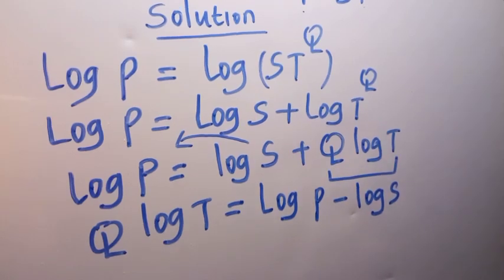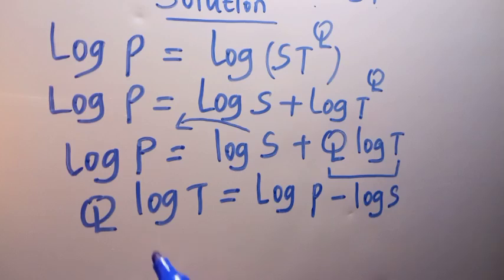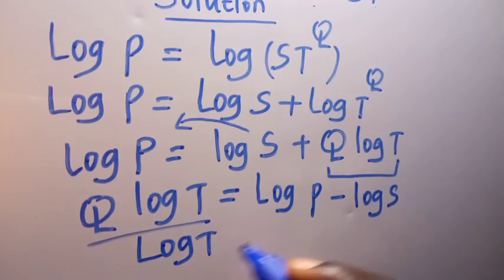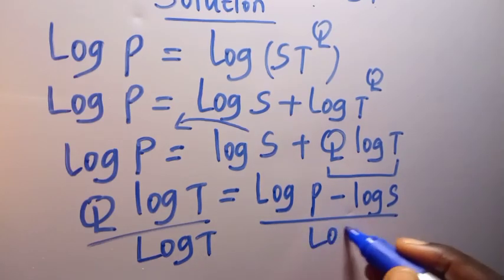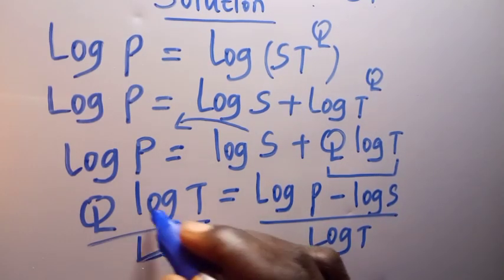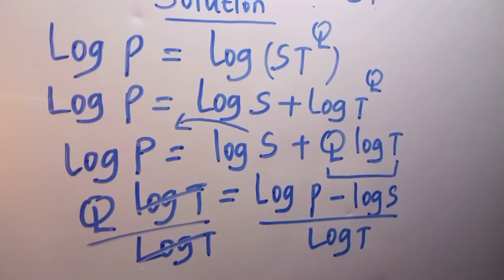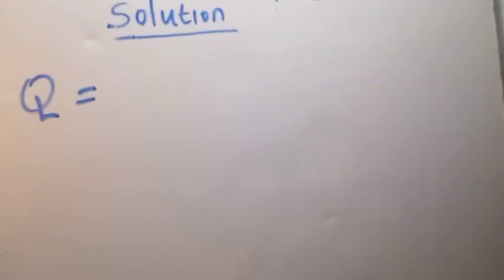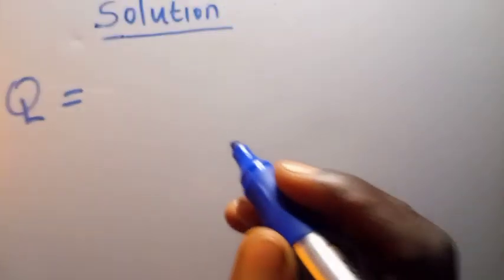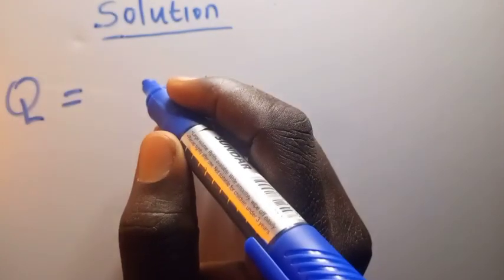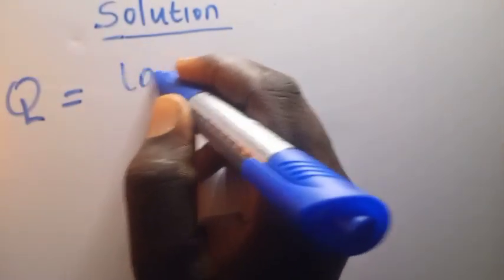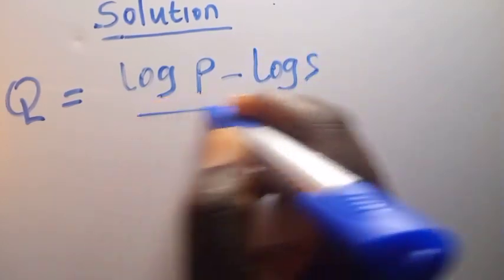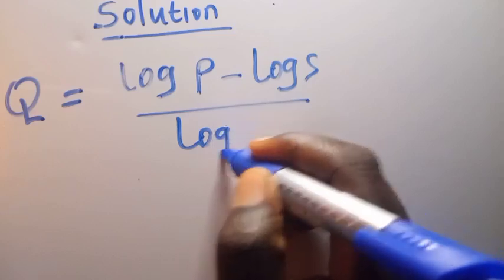Now from there, we can divide by log T on both sides to remain with Q. That is divided by the logarithm of T, and also I divide here by the logarithm of T. This one and this one simplify, and therefore we shall have Q equals the logarithm of P minus the logarithm of S, all over the logarithm of T.